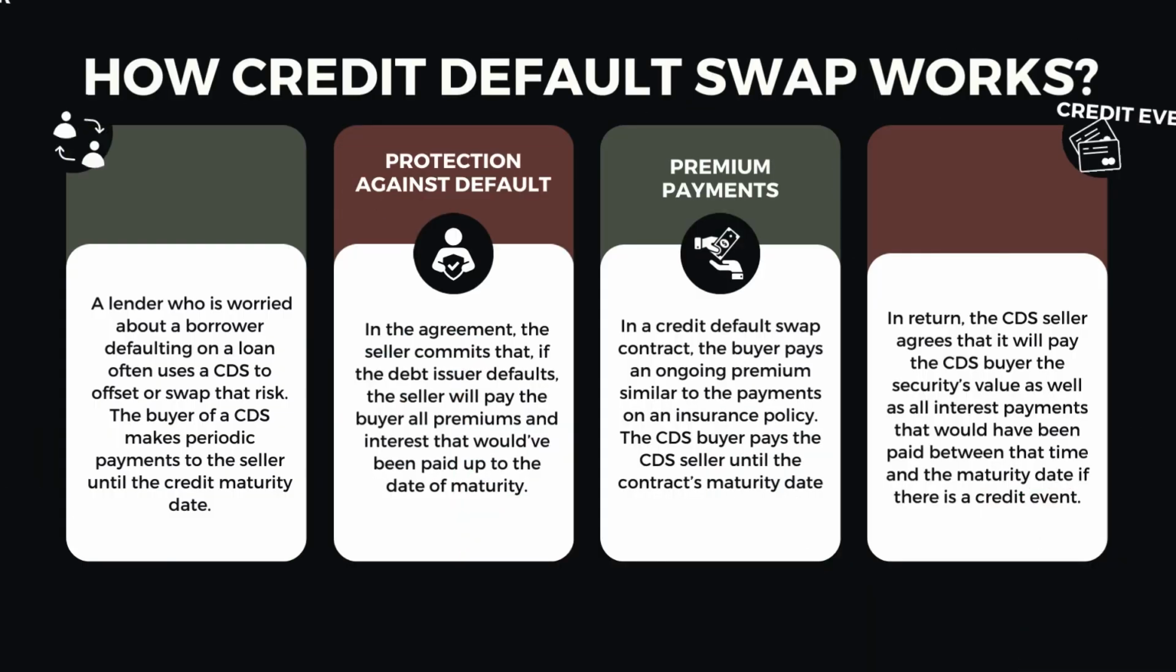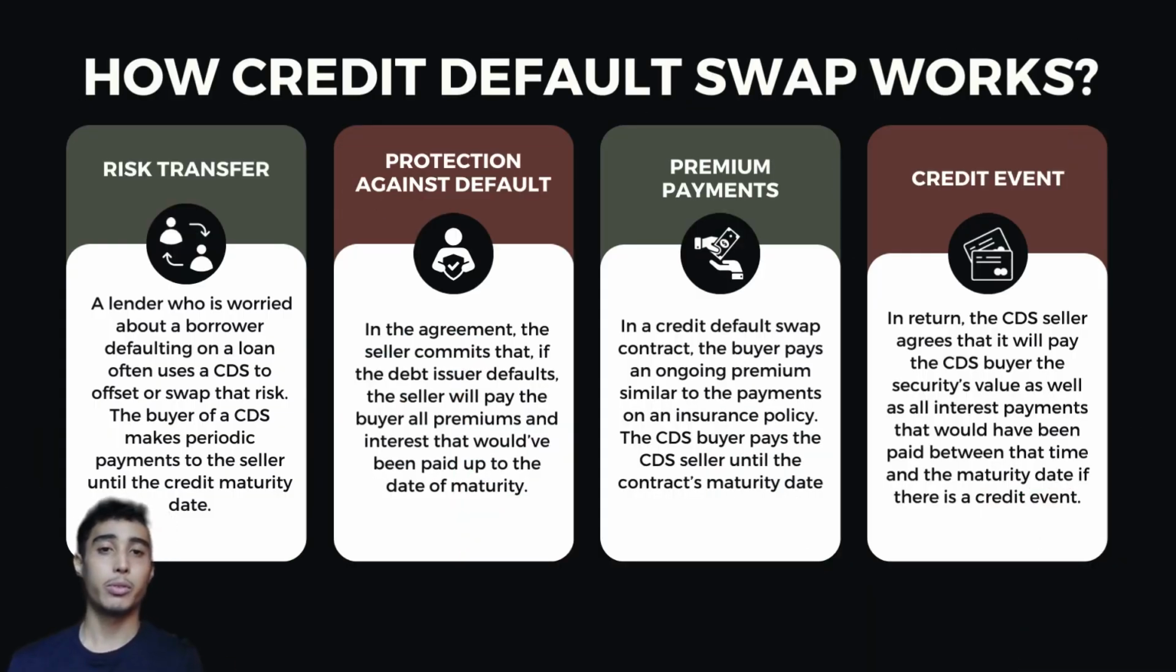Let's move on to the second part of this topic, which is how a credit default swap works. There are four parts to how a credit default swap works. The first one is risk transfer, the second one is protection against defaults, the third one is premium payments, and the last one is credit event.